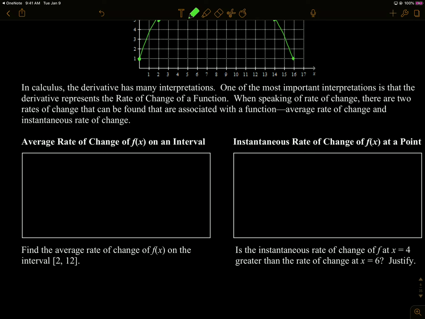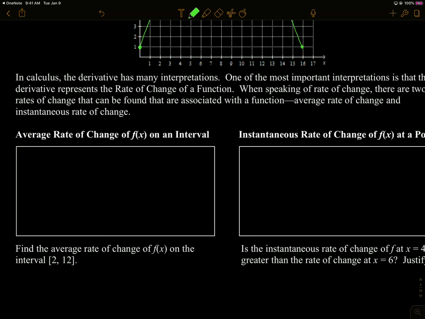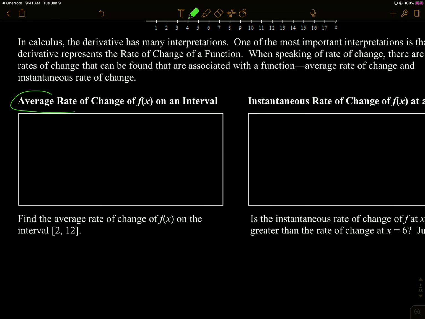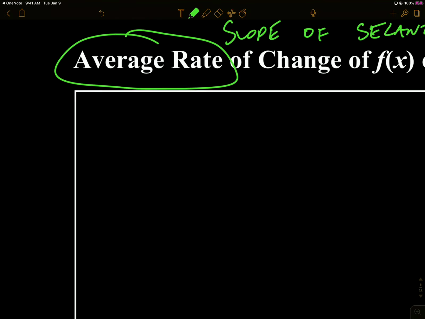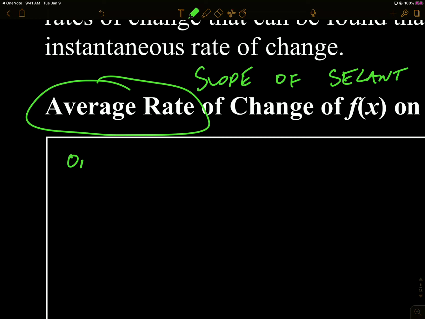And what we've been doing before calculus is average rate of change. But now with calculus, we also have the instantaneous rate of change. So the two types of rate of change are the average rate of change and the instantaneous rate of change. They're both slopes, but the average one is the slope of a secant line on a given interval. So the average rate of change would be on a closed interval.